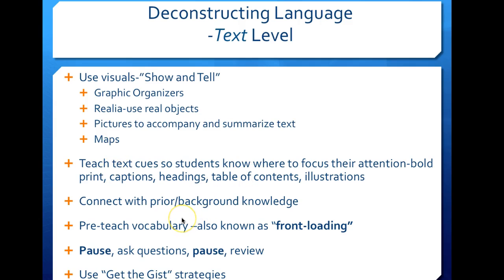Text cues and so forth. So these are just some supports for you when you're setting up your learning opportunities for ELLs in addition to the objectives and the assessments. So you're pre-teaching vocabulary. You can front load the vocabulary using a strategy. Pause, ask questions, pause, review. You have to give them wait time and pausing.